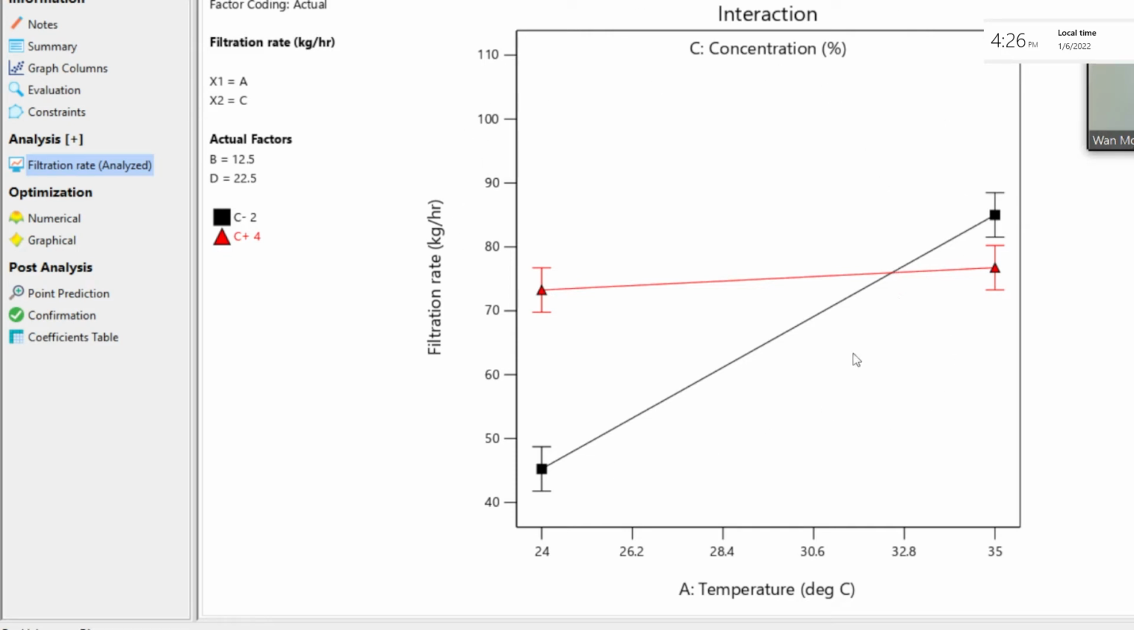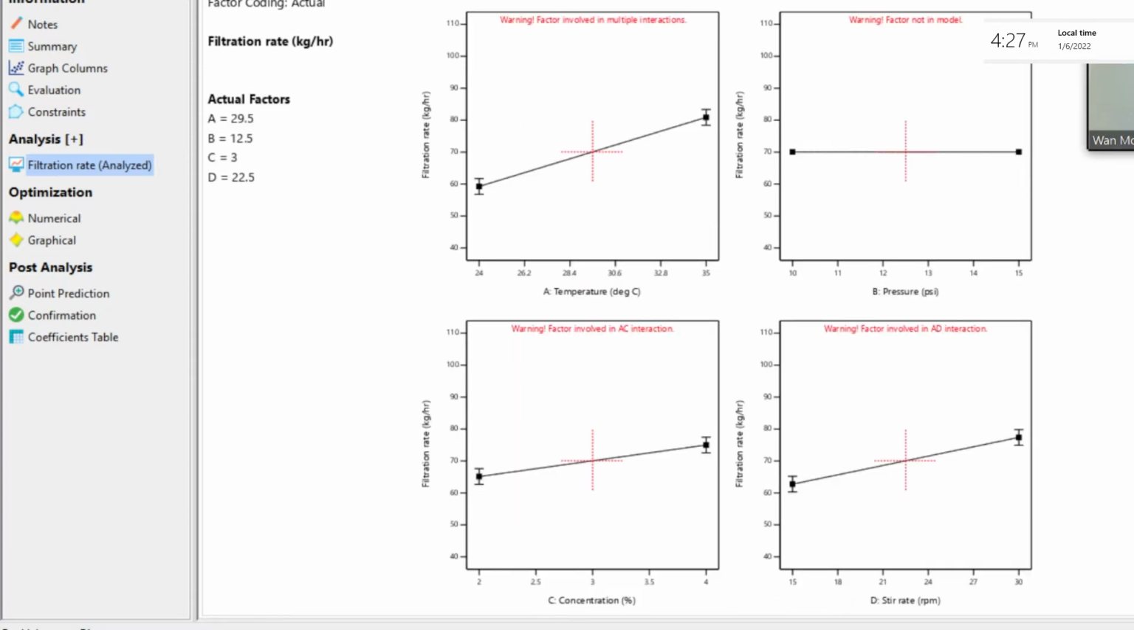So let's say we want to see all the factors first. Let's say I click here. On the top here, you can see there are a lot of things. Don't get intimidated by that. It's just a thing. So let's look at all factors first. I click all factors. So it gives you the interaction for all factors.